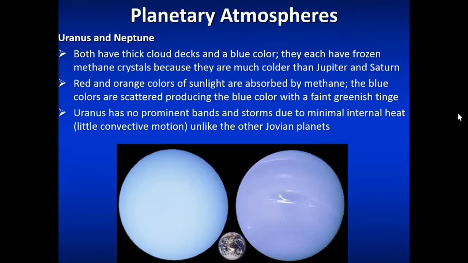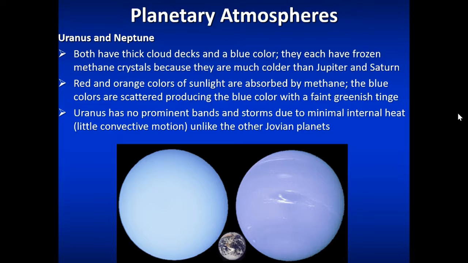And Uranus and Neptune both have thick cloud decks of methane gas that are basically in ice crystal form. The red-orange color of sunlight is absorbed by the methane, and the blue light is scattered, giving them that pretty blue or faintish greenish tint.